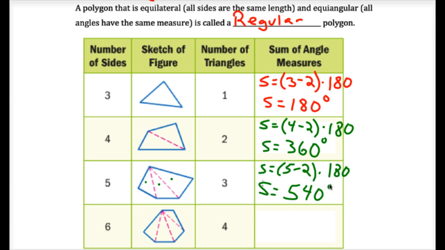Verified, 540 degrees. Now, here's where this minus 2 comes into play. Do you see 2 go to the one above it, the 4-sided figure? Do you see 2 triangles? What is the sum of the measures of the angles of one triangle? 180.